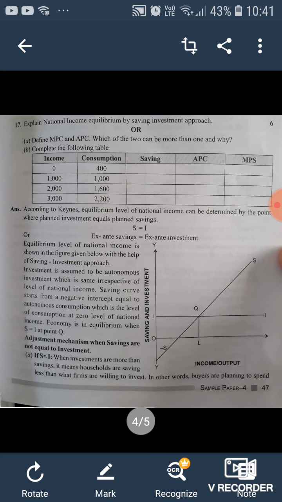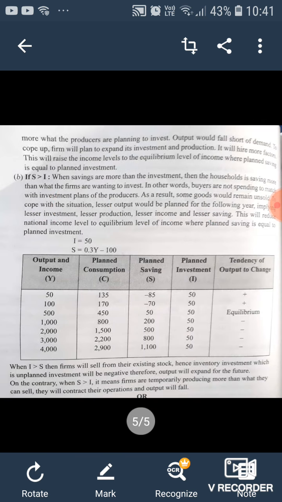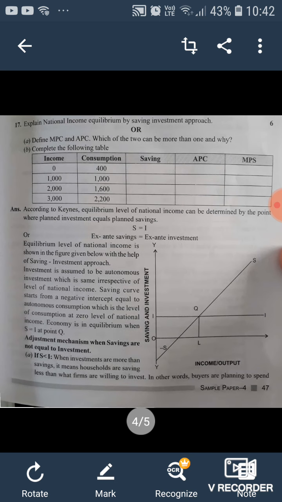So when saving is not equal to investment, what happens? The economy is in equilibrium at which point? When saving and investments are equal. So what happens when saving is less than investment? Ultimately investments are more than saving, households are saving less than what firms are willing to invest. In other words, buyers are planning to spend more than what the producers are planning to invest. So output will fall short of the demand, and firms will have to plan to expand their investments and production. This will happen when the saving is less than the investments.